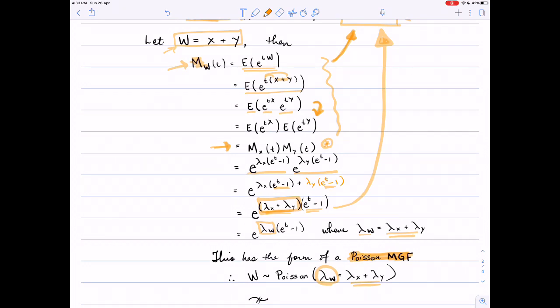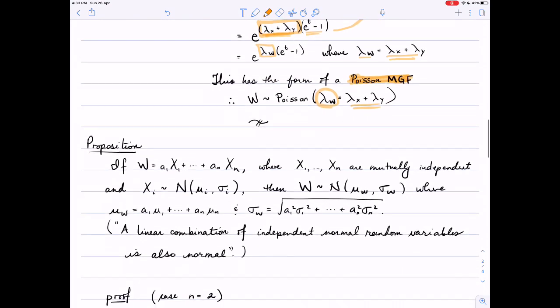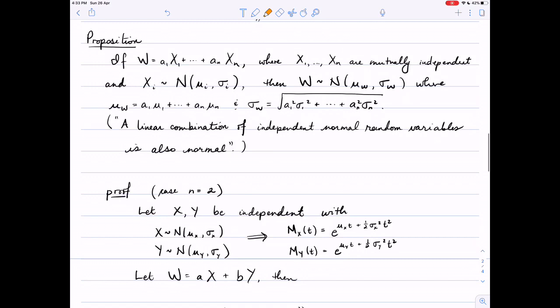So let's go ahead and do the same thing one more time. This time we're going to do it with normal random variables, and we're going to be a little more general because there is actually a stronger result for normal variables. So if W now is not just a simple sum, but a linear combination, so that we can have coefficients in front of the variables.